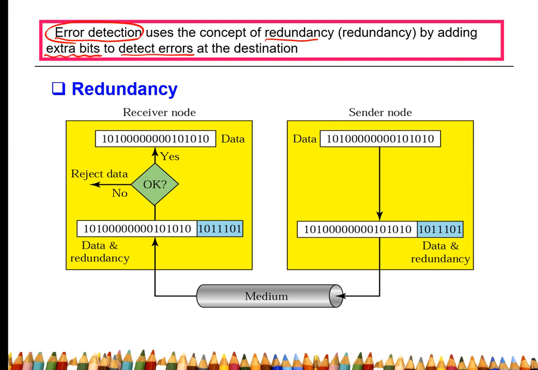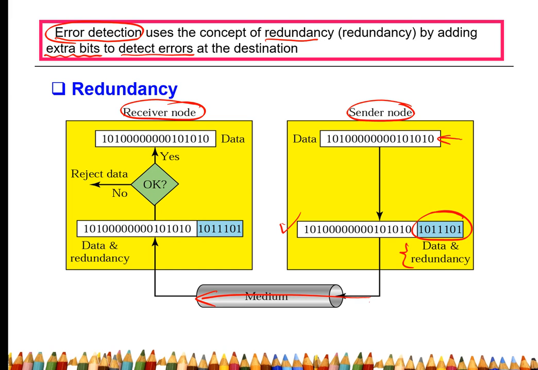For example, say this receiving node, or this sending node. Originally we want to send this data, but to check whether an error happens in the frame, we may add some more data there. We call this part the data and the redundancy part. Then how does it work? Suppose through the medium, this data is now delivered.